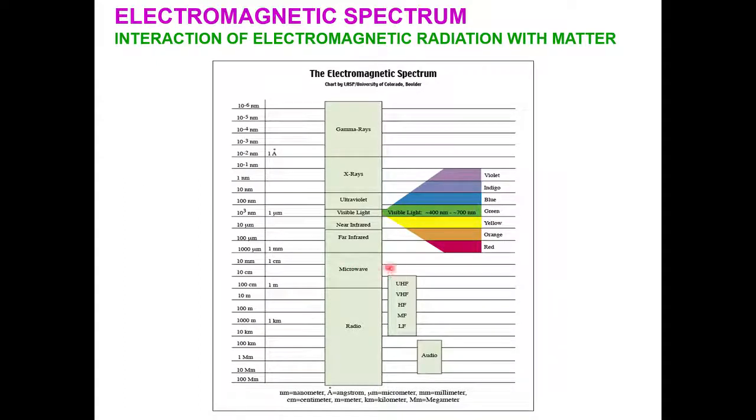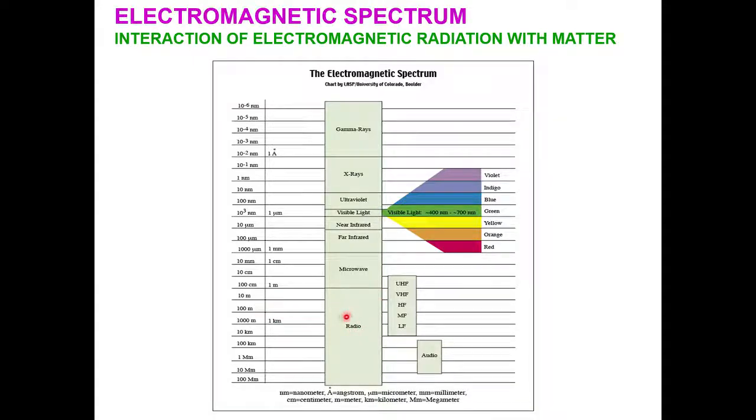So, these are called microwaves. You are familiar with microwave cooking, etc. It is not very unusual. And down the line, from 1 meter to 1 kilometer and up to 100 megameters, we have what is known as radio waves.